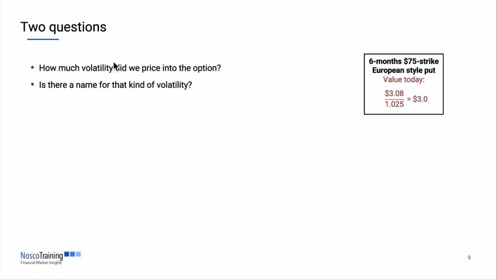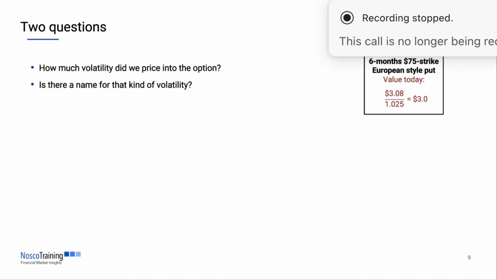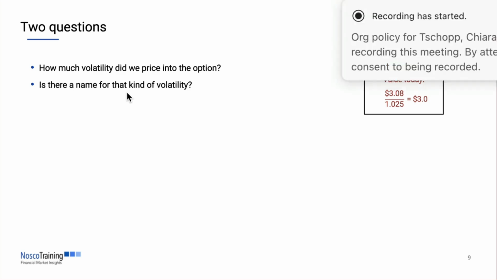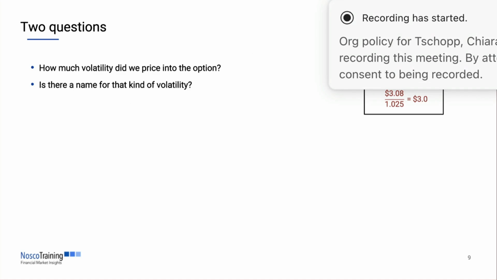So a question, and this question you can only answer if you actually watch the videos, but you will see I explain in a sec. How much volatility did we actually price into the option? Or let's say, how much volatility did our distribution represent? So in this number of 3, how much volatility is priced in? And then I had a second question. Is there a name for the volatility that is priced into an option?